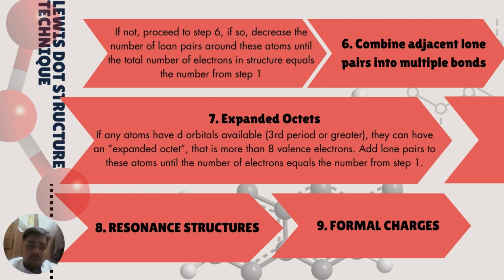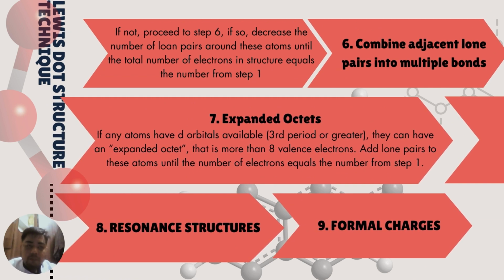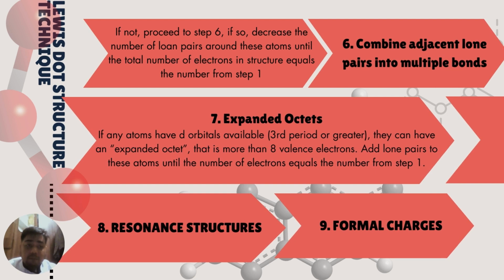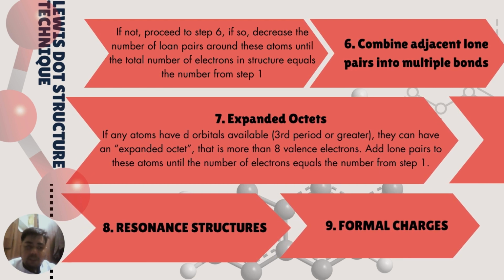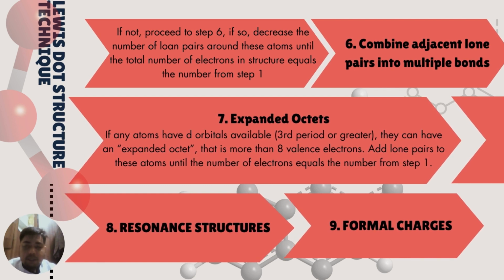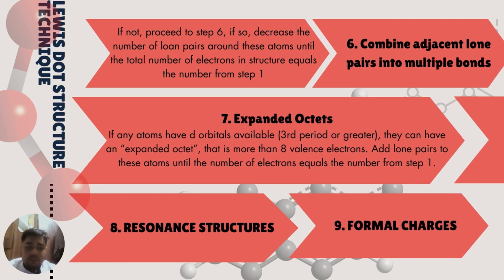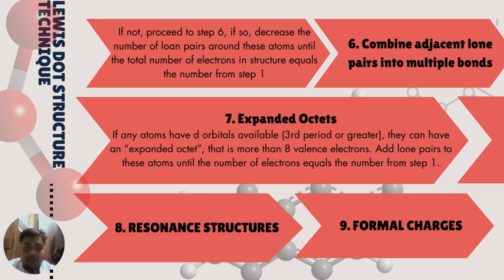The sixth step is to combine adjacent lone pairs into multiple bonds. We place multiple bonds into the structure by replacing two lone pairs from two adjacent atoms with a bonding pair. And we can repeat this until the structure has the same number of electrons as in step 1.